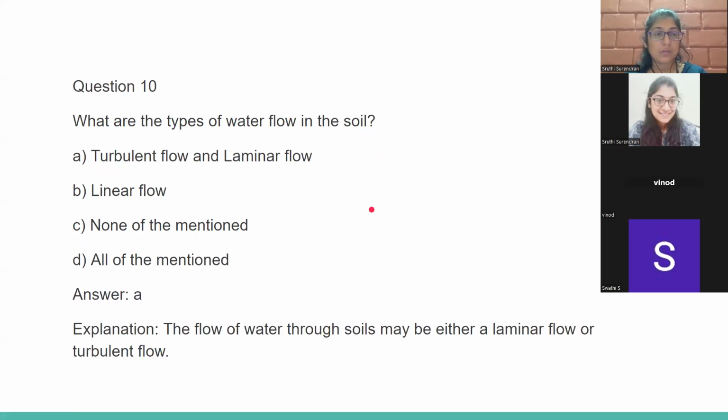Okay. So the correct answer is option A. Earlier I had mentioned the possibility of linear flow is nil in terms of water that is flowing through the soil. The flow can be either laminar or it can be turbulent flow.